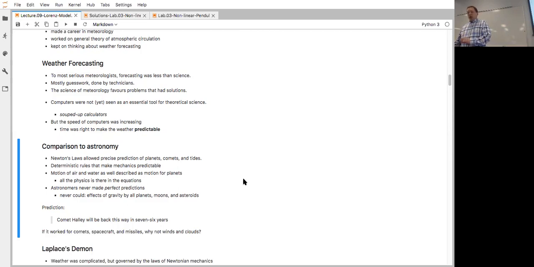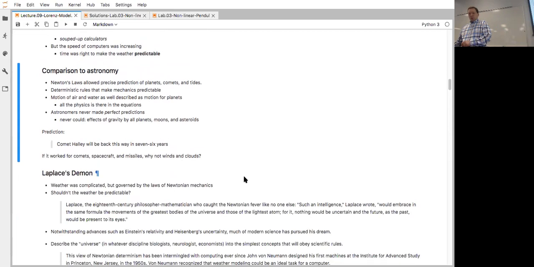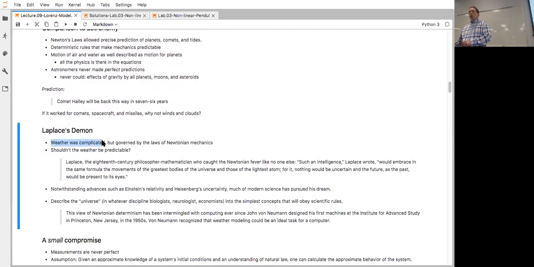So here goes the thought. Weather was definitely complicated, right? And unlike throwing a ball up and having it come back down and hit the ground, weather, with all of its winds and temperatures and temperature gradients, pressure gradients, you've got a lot of things going on all the way through. But the equations are still Newtonian mechanics, F equals ma at their core. Doesn't this mean that weather should be predictable?